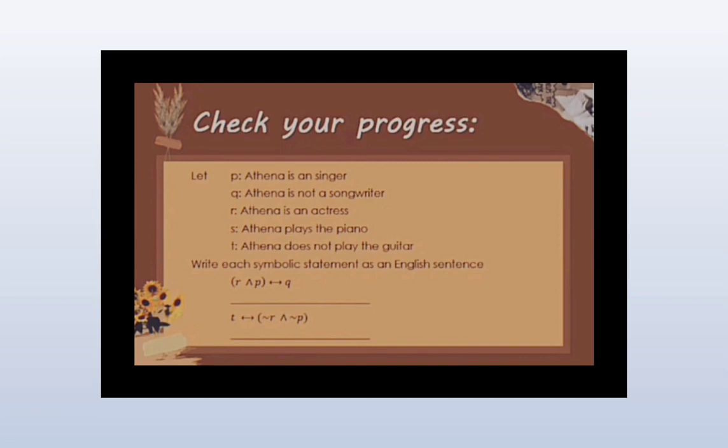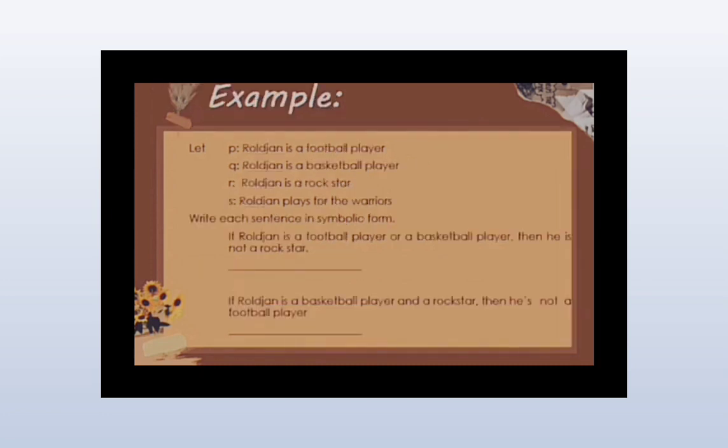Right? So we also have here another example. We let P as Roljan is a football player. Let Q, Roljan is a basketball player. Let R, Roljan is a rock star. Let S, Roljan plays for the Warriors. So write each sentence in symbolic form. So we have here our first sentence. If Roljan is a football player or a basketball player, then he is not a rock star.